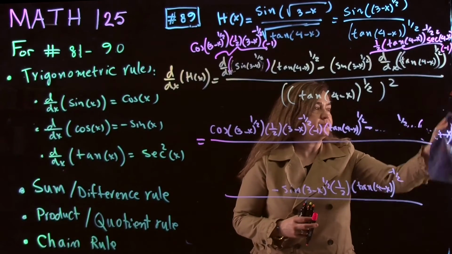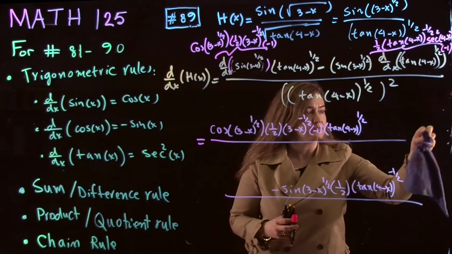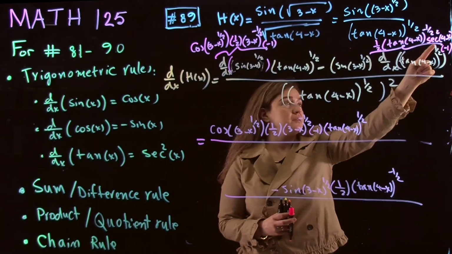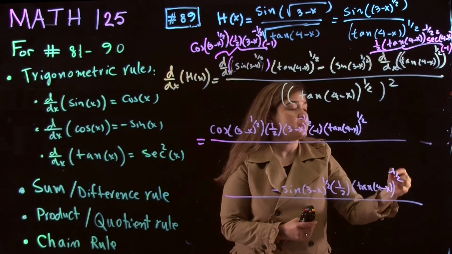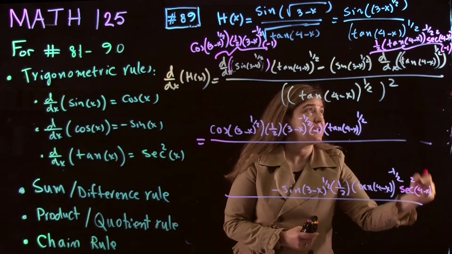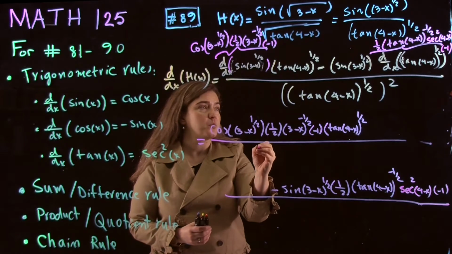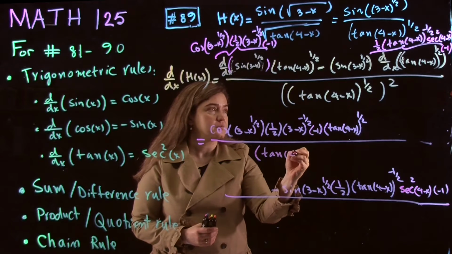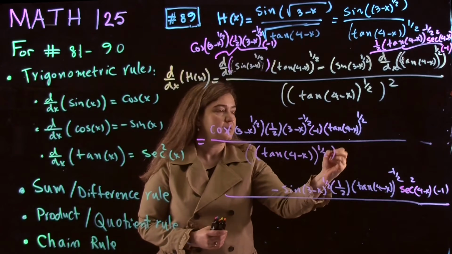Erasing this part. And then after tangent of 4 minus x to power -1/2, derivative of inside, secant squared 4 minus x times -1. Denominator is for both of them, tangent 4 minus x to power 1/2 to power 2.